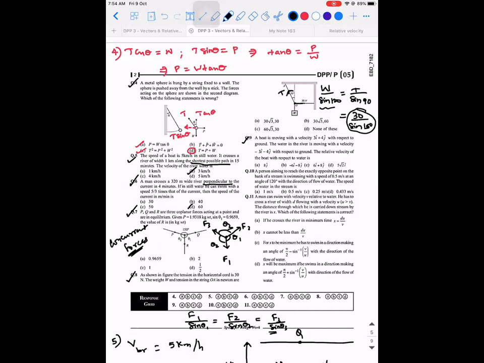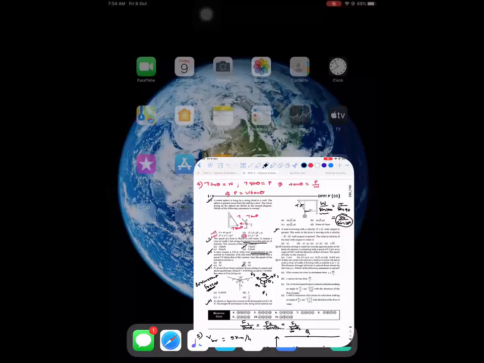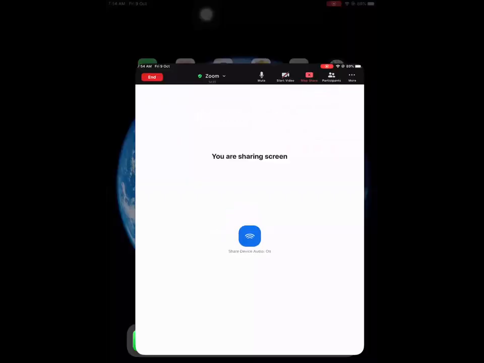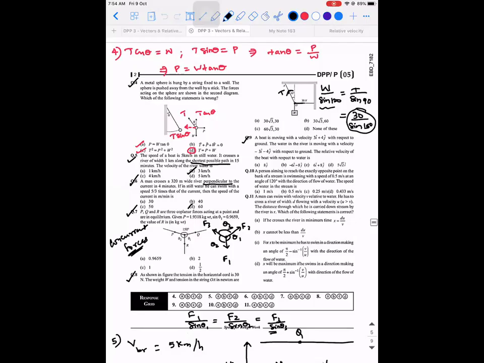You can do it directly. So they gave the velocity of the boat with respect to ground. So what is that? 3i cap plus 4j cap. VB. It is the absolute velocity of the boat. Secondly, the water in the river is moving with a velocity of minus 3i cap minus 4j cap. That is the absolute velocity of the river.